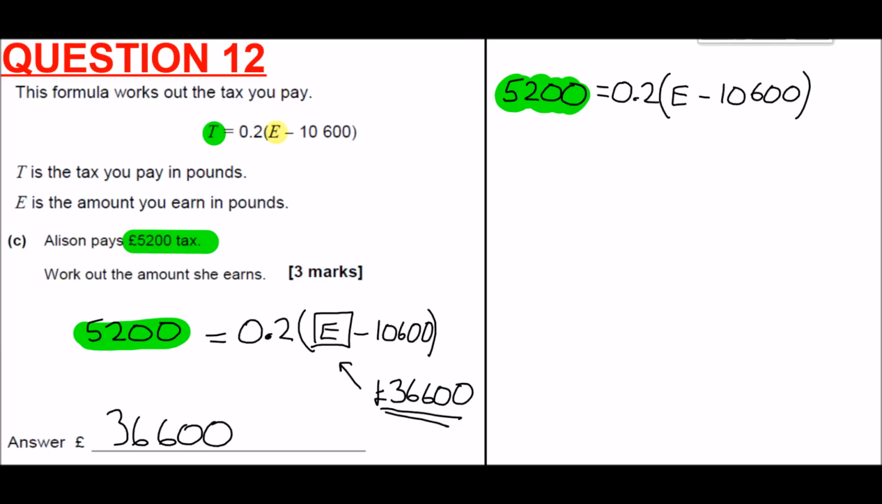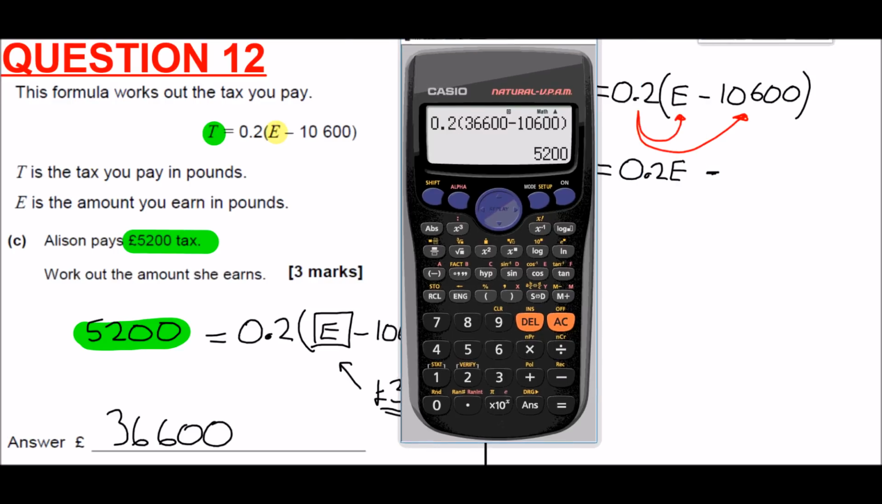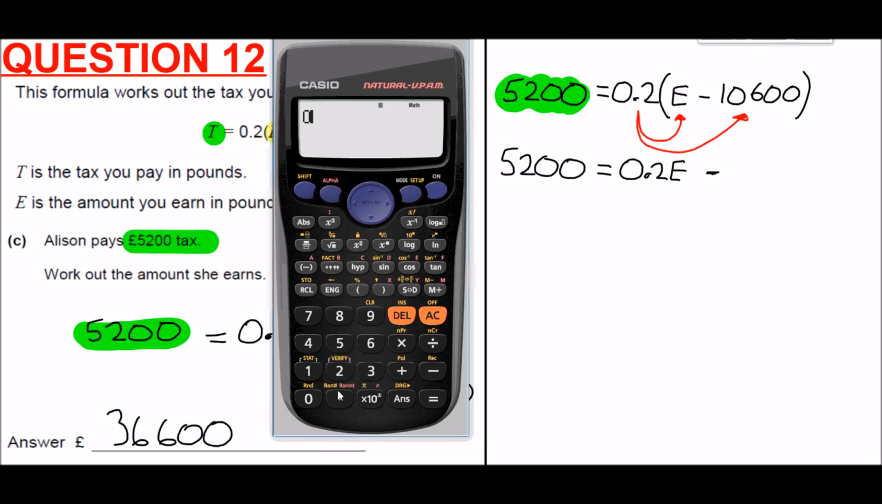So with brackets, what I'm hoping you'll remember is that brackets can often be expanded, and so we can expand these brackets out. Leave 5,200 as it is, but let's expand these brackets. We expand brackets by multiplying what's on the outside by what's on the inside. So 0.2 multiplied by E would just be 0.2E. Got a minus sign, so put the minus sign down as well. Then 0.2 we're going to multiply by 10,600. So 0.2 multiplied by 10,600 will be 2,120.